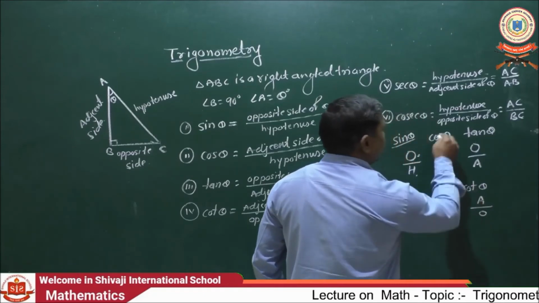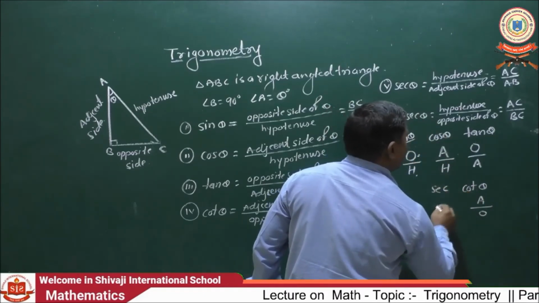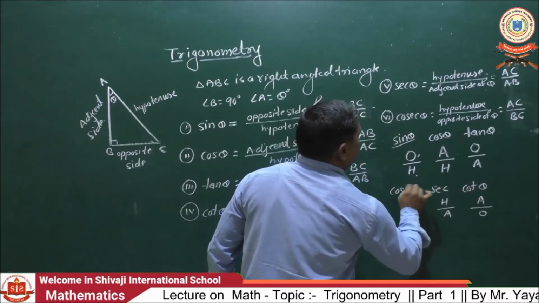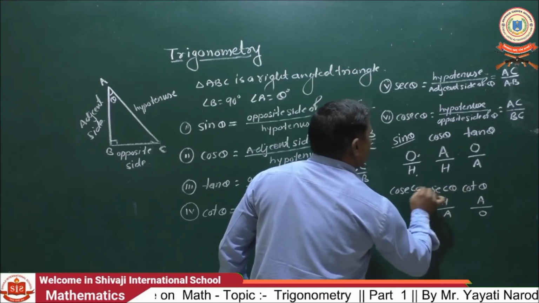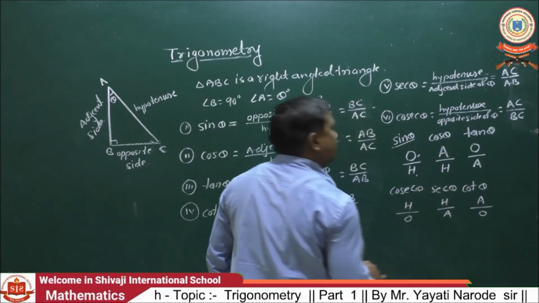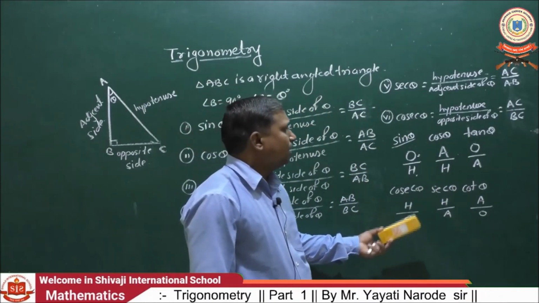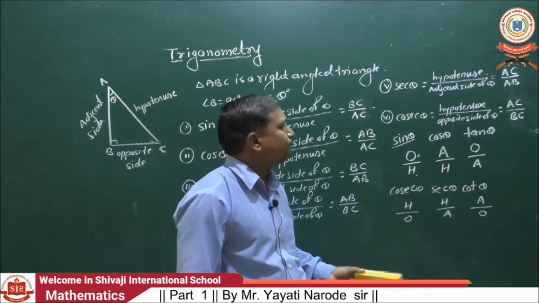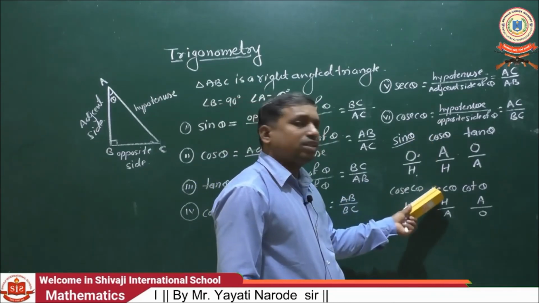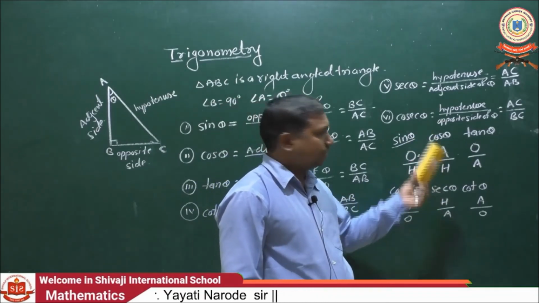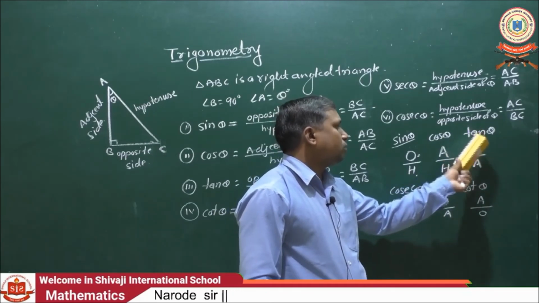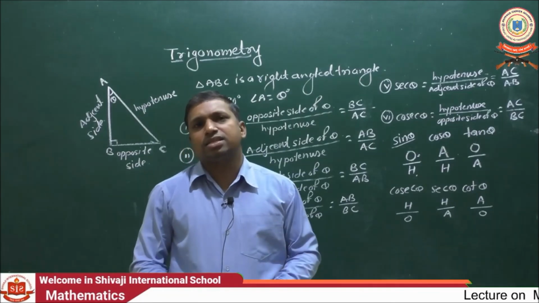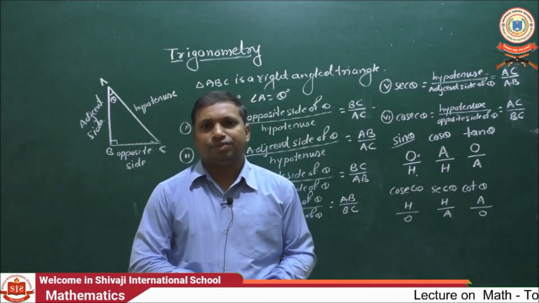Then the reciprocal of cos theta is sec theta, that is H upon A. And lastly, the reciprocal of sin theta is cosec theta, so here it will be H upon O. So this is a simple way to remember them. That is, sin theta and cosec theta are reciprocals, cos theta and sec theta are reciprocals, and tan theta and cot theta are reciprocals. These are the basic 6 ratios of trigonometry. Thank you. Have a good day.